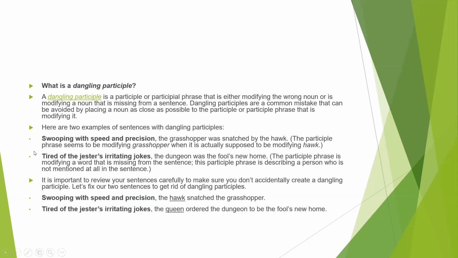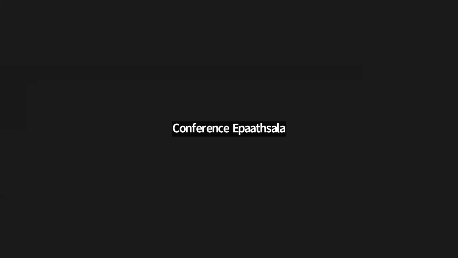The dangling participle is a participle phrase that is either modifying the wrong noun or modifying a noun that is missing from the sentence. Suppose: "Swooping with speed and precision, the grasshopper was snatched by the hawk." These are some examples. So this is the basic concept of participle and gerund.